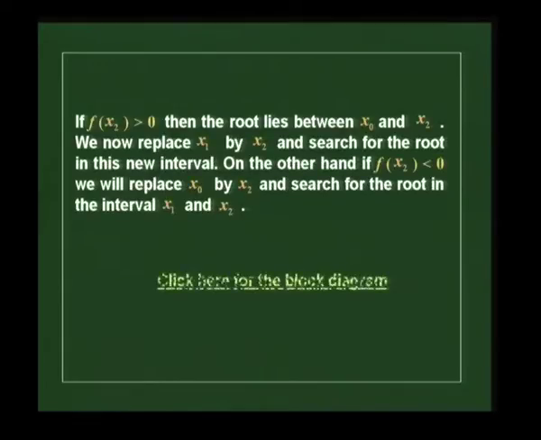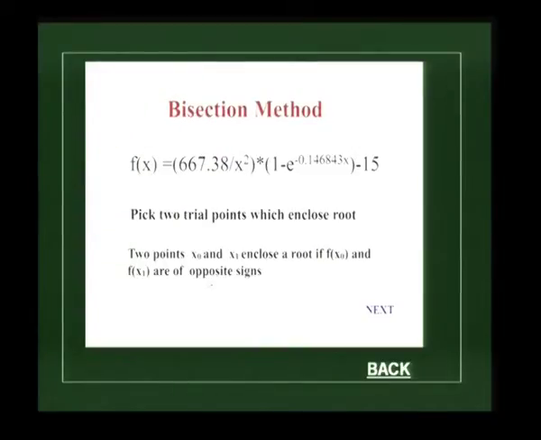Let me summarize that here. If f of x2 is greater than 0, then we know the root is between x0 and x2, so we replace x1 by x2. If it is less than 0, then we replace x0 by x2. And now we search in the new interval. That's the basic idea.